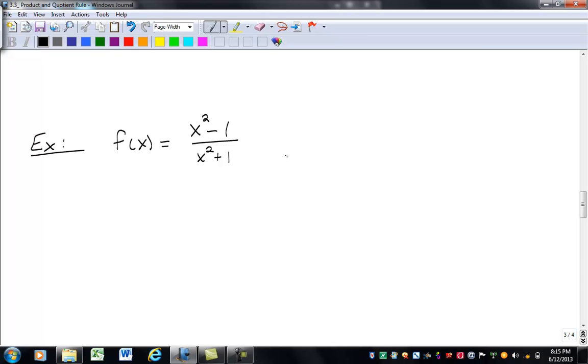So what I could do to find the derivative is use the quotient rule. But if I'm going to use the quotient rule, I'm going to use u's and v's. U is going to be the one on top, and the derivative of x squared minus 1 is 2x. V will be the one on the bottom, x squared plus 1. And the derivative of x squared plus 1 is 2x as well.